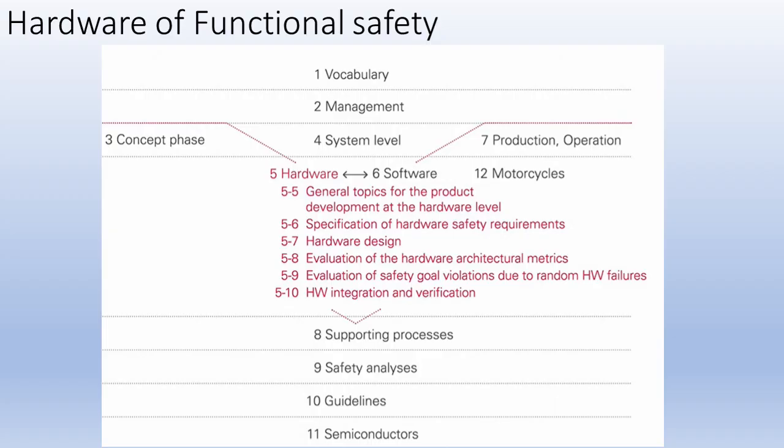The fifth part comprises the general topics, the specification, the hardware design, evaluation of hardware architectural metrics, evaluation of safety goal violations due to random hardware failures, and hardware integration and verification. All these things are subcategories of this fifth part. So let's dive into this further.